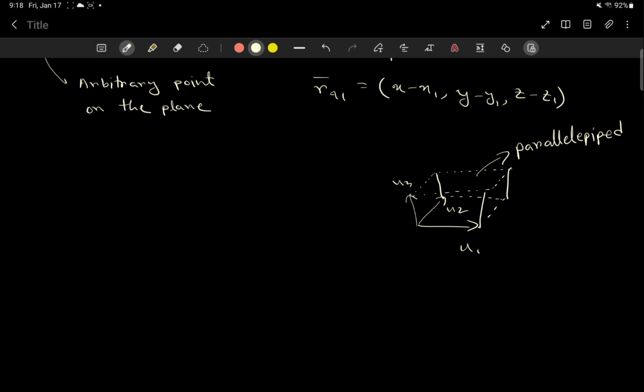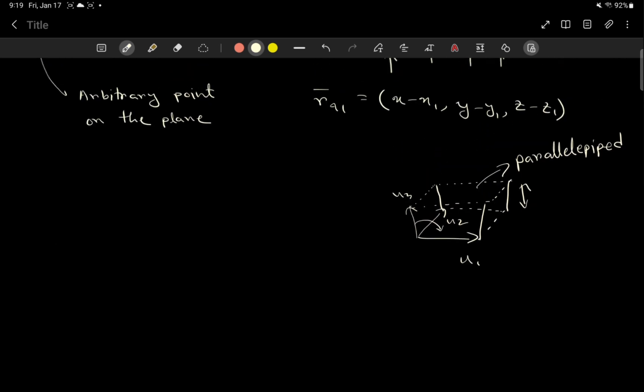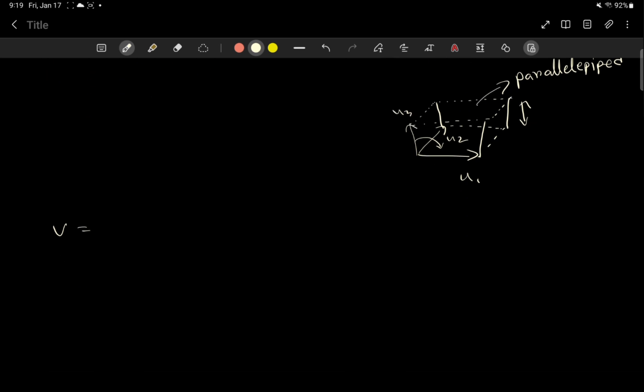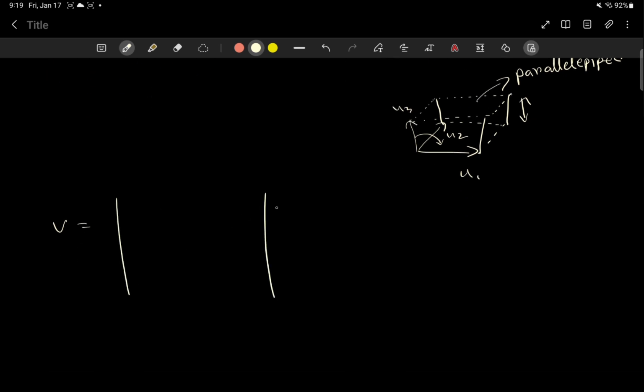If u1, u2 and u3 are in the same plane, then we mean that u3 squishes down to the plane. If this squishes down to the plane, then there will be no height of this parallelepiped, and therefore this 3D construction will have zero volume because there is no height at all. So the volume of a parallelepiped, V, is equal to a determinant, and here u1, u2 and u3, we will adjust the components like x component, y component and z component here.